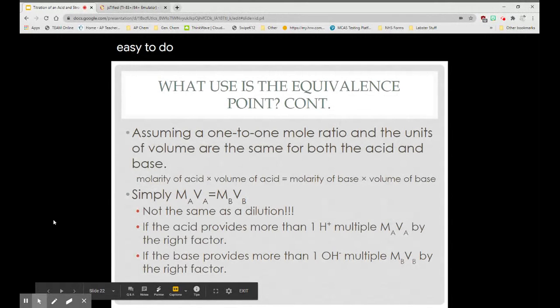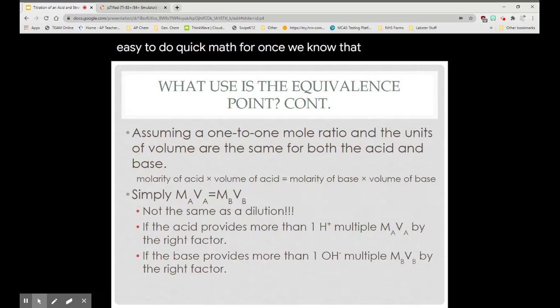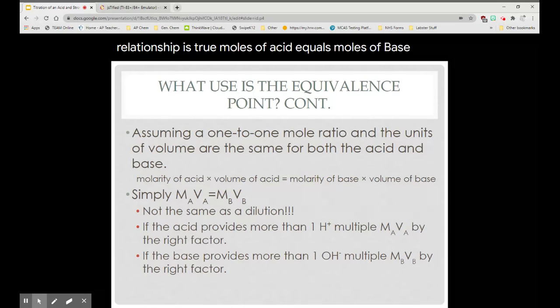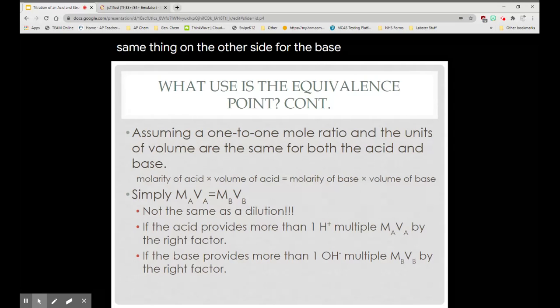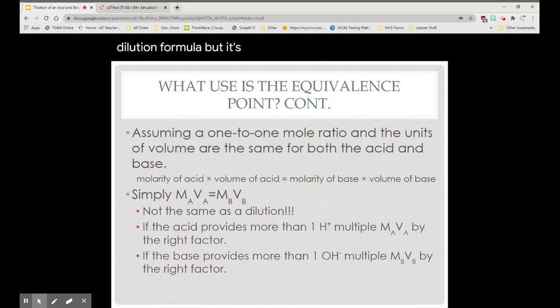Now, this is some quick math for it once we know that that relationship is true. Moles of acid equals moles of base. We can use this MAVA equals MBVB formula. This gets us our molarity of acid times the volume, which gets us the moles of acid. Same thing on the other side for the base. It looks like the dilution formula, but it's not a dilution. This is not an M1V1 equals M2V2.